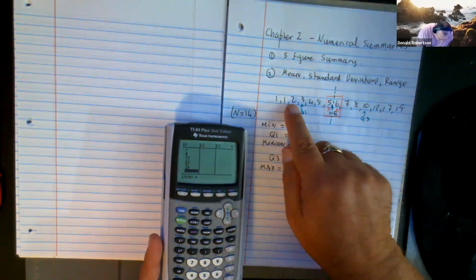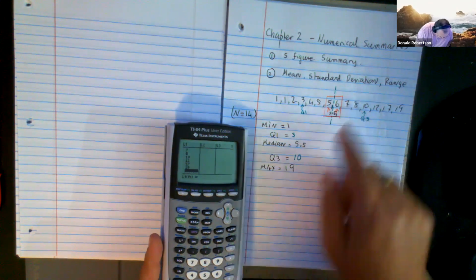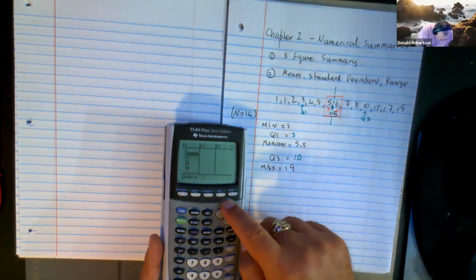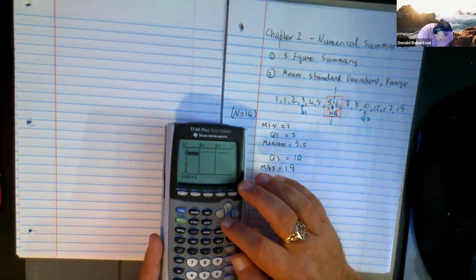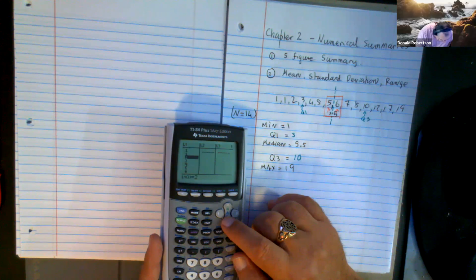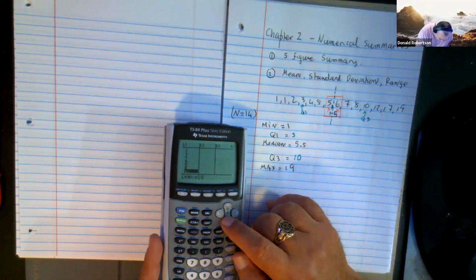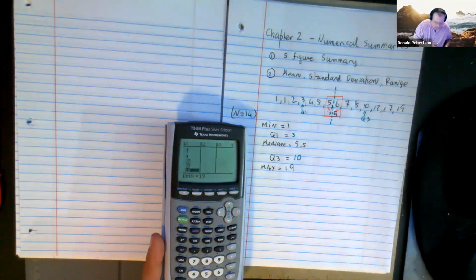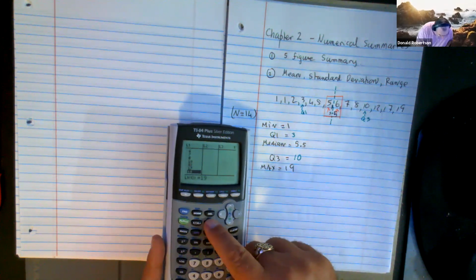1, 2, 3, 4, 5, 6, 7, 8, 9, 10. No, I missed somebody. Two ones, good. 2, 3, 4, 5, 6, that's good. 7, yep. 8, 10, 12, 17, 19. Okay, I thought I'd miss one. Evidently I hadn't. All I do now is I hit the start button.